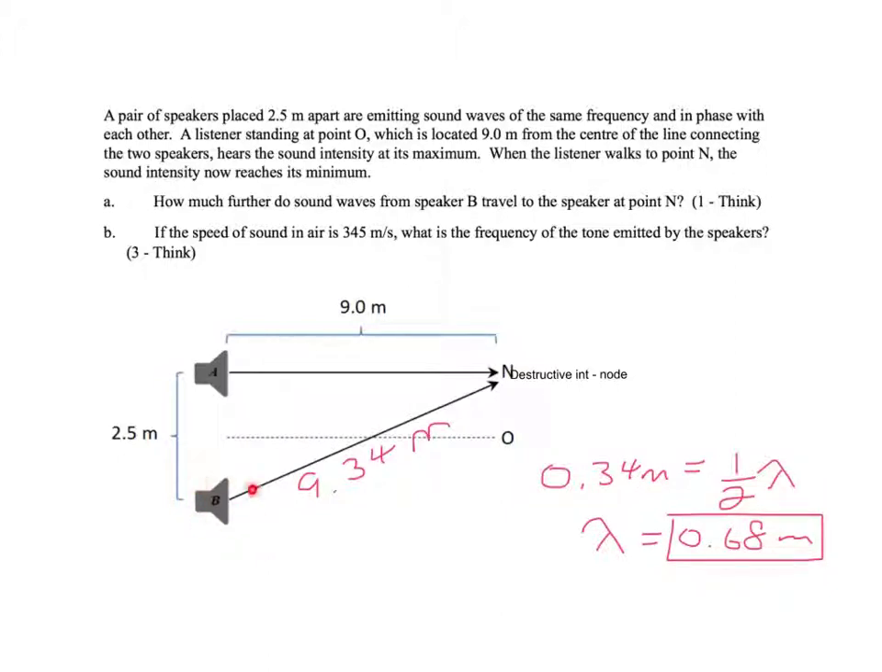Hypothetically, if BN turned out to be exactly 9 meters and AN were also 9 meters, what can you say about what happens at point N? It has to be constructive interference. So what would you hear at that point? A minimum or a maximum? A maximum. A maximum what?